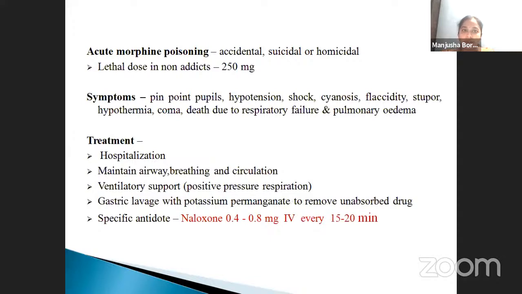This is acute morphine poisoning. Acute morphine poisoning may be accidental, suicidal, or homicidal. The lethal dose in acute morphine poisoning is 250 mg. We have a specific antidote for acute morphine poisoning, which is naloxone. Naloxone is a pure opioid antagonist. Naloxone 0.4 to 0.8 mg IV every 15 to 20 minutes is recommended because naloxone has a shorter duration of response, so repeated administration is required in poisoning cases.